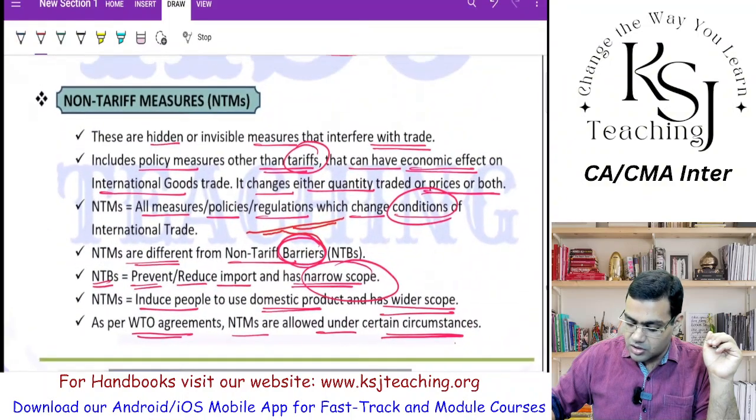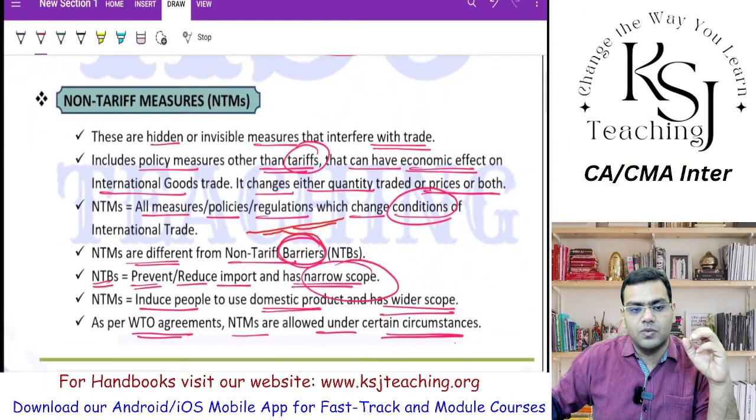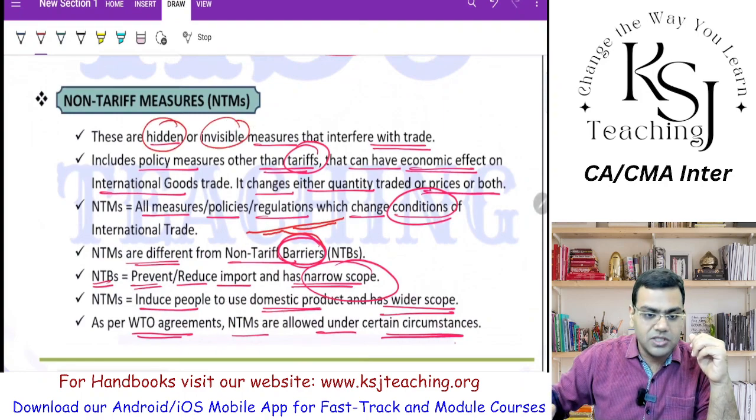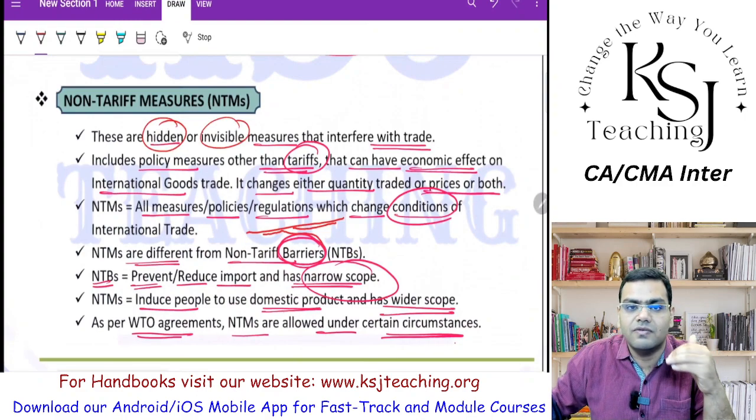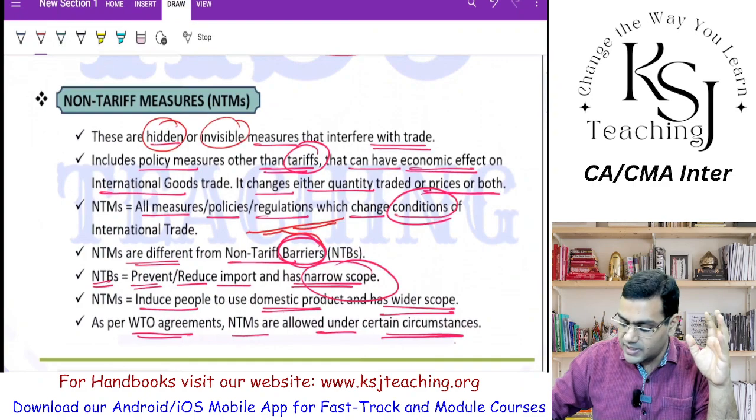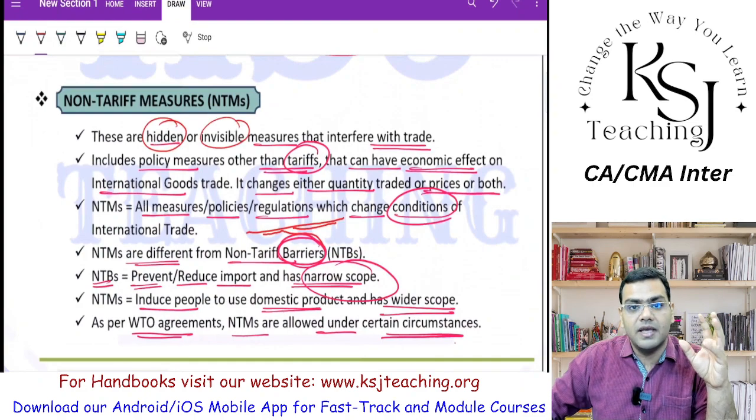Now moving on to the non-tariff measures, which we started in the last lecture. What are the non-tariff measures? These are the hidden or invisible measures, right? They are not directly in the form of customs duty or any price impositions, but they are hidden or invisible measures.